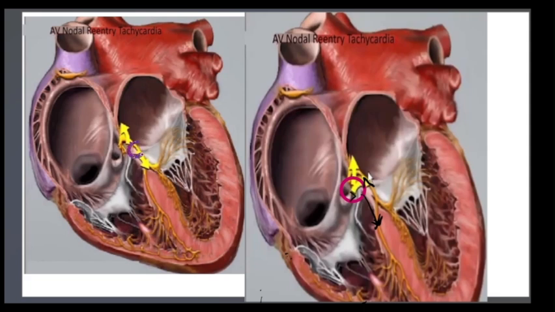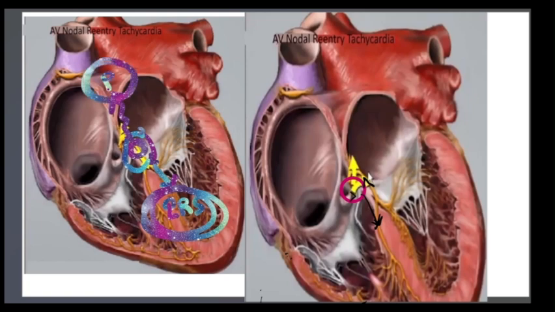See here, this was our re-entry circuit, and the current has started coming down, and it has given the impulse towards the lower part, towards the ventricle, that gives the QRS complex. After that, it's going up and giving impulses to the atria. So first QRS has happened, followed by the P wave. So you get the P wave after the QRS, or even the P wave sometimes merges with the T wave of the same beat.